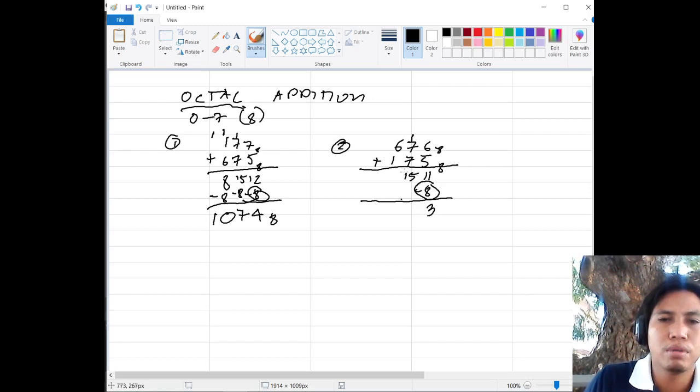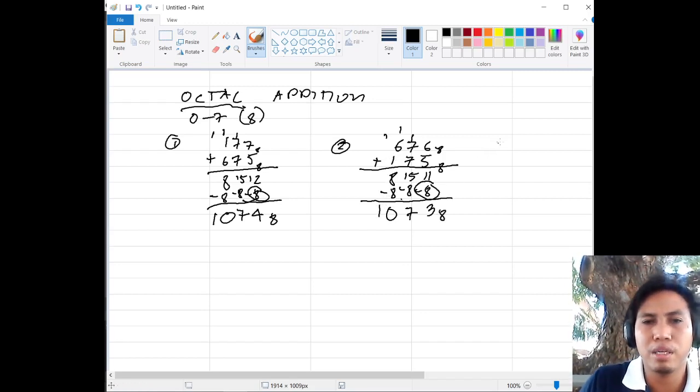Now, so we have 15 minus 8, that is actually 7. Then you carry out something. So 1 plus 6 plus 1, that is 8. 8 is an invalid digit. So minus 8, that would be 0. Then carry 1, then bring down 1. So 1073 base of 8. Okay, last example.